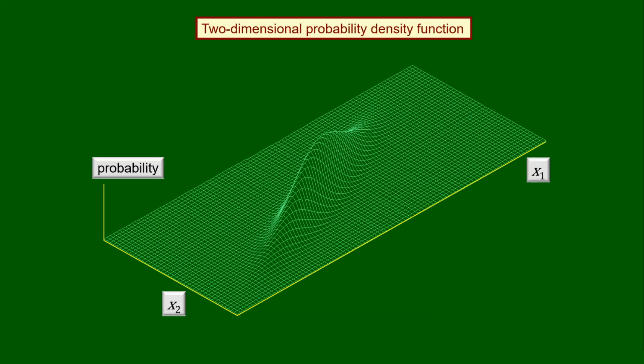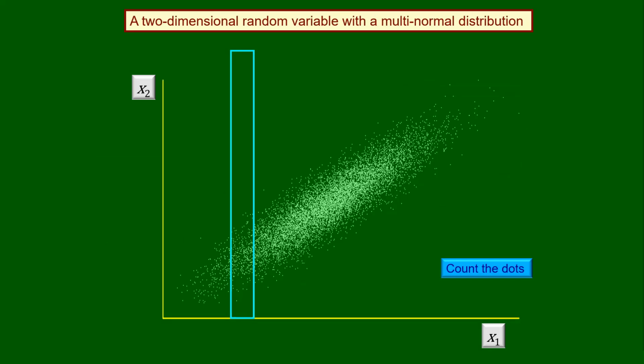There is my joint probability density function. These are multinormal variables, so this is a bell-shaped curve in 2 dimensions. The volume under that probability density function is 1, as it has to be. Now let me focus on the marginal probability density function of x1.